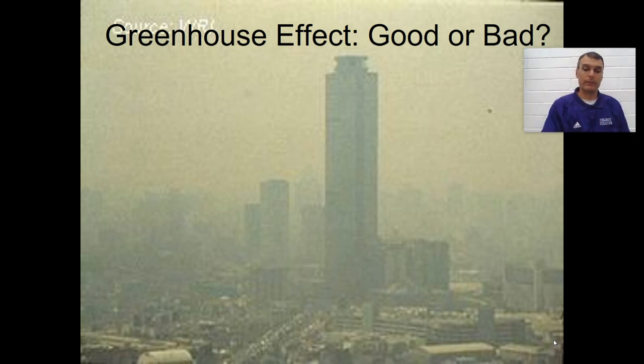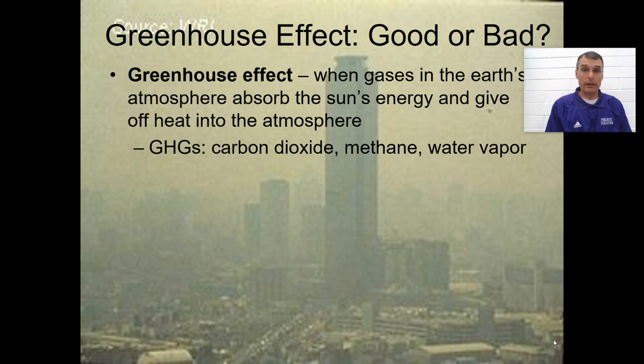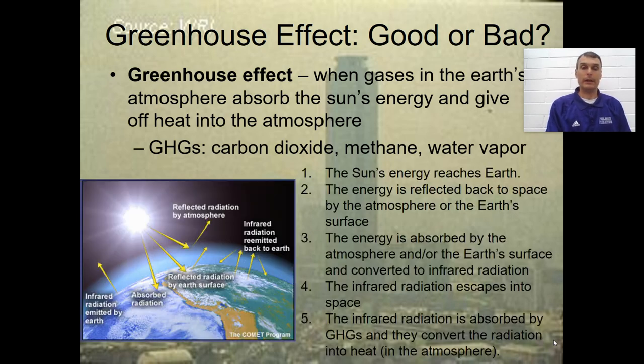about the greenhouse effect. Okay, so what exactly is the greenhouse effect? It's when gases in the Earth's atmosphere absorb energy from the sun and give off heat. What are some of those gases? Carbon dioxide, methane, water vapor, nitrous oxides. There's a whole host of them. These are probably three of the biggest ones, okay?